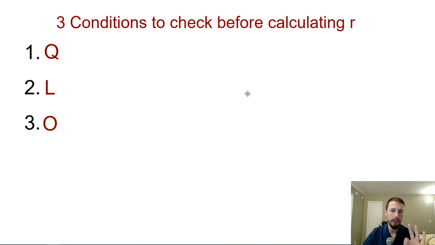All right, so there are 3 conditions we have to check before calculating the correlation coefficient. We can't just put 2 variables in the calculator, and boom, call it good. The first one, we have to make sure that we're dealing with quantitative data. So yeah, that's kind of fun.